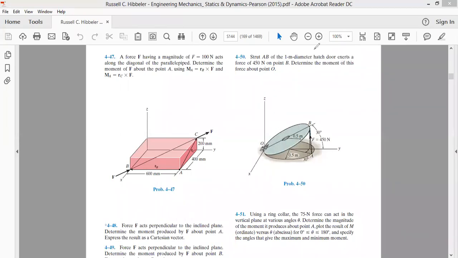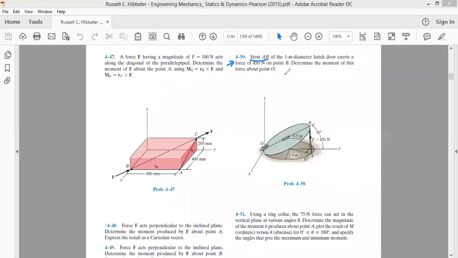In order to solve a few more problems and to revise what we had done previously, let me take up today problem 4.5. With this problem I want to revise what we had done about the moment previously, and then we'll go ahead to the moment about a specified axis, which is actually our topic. In this question we are told that we have a strut AB.